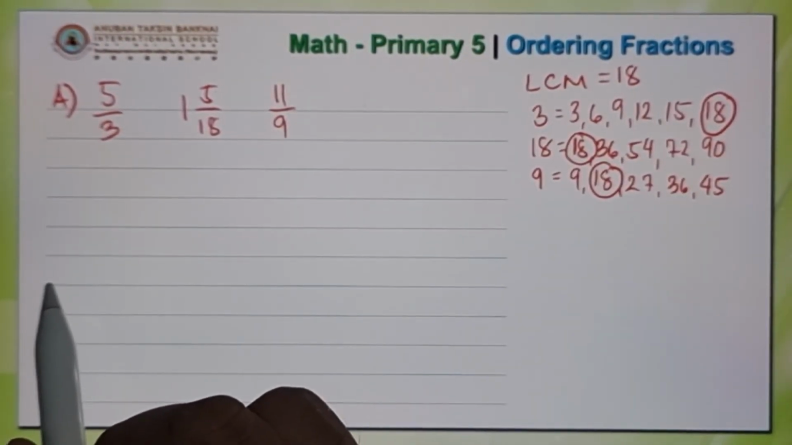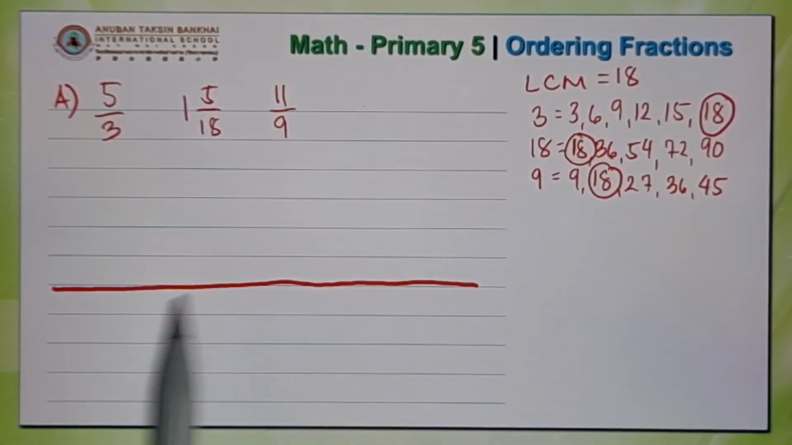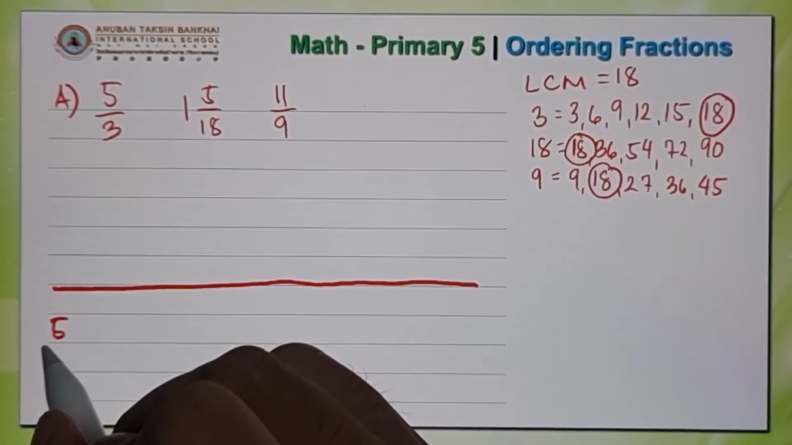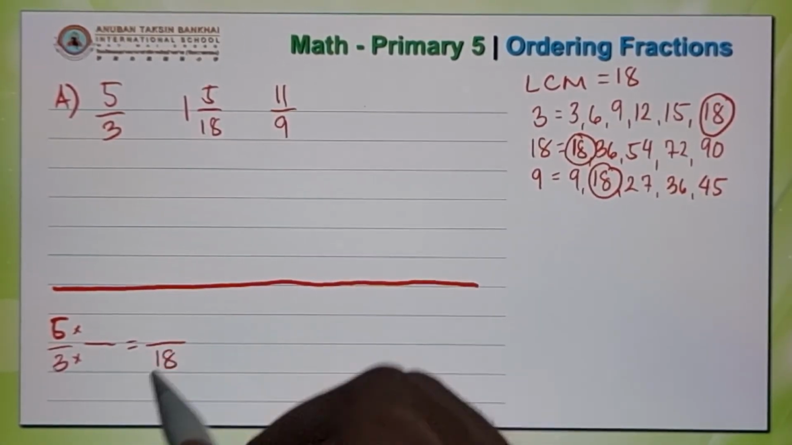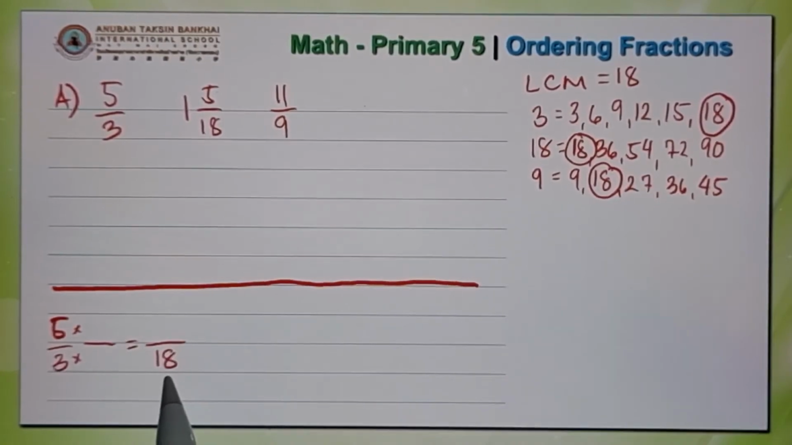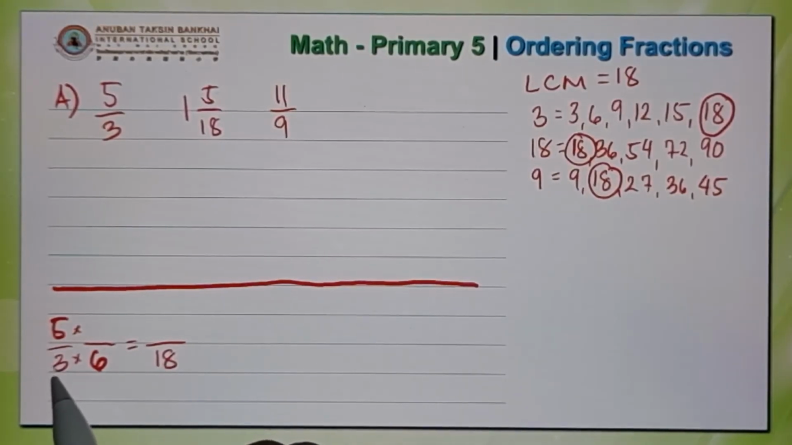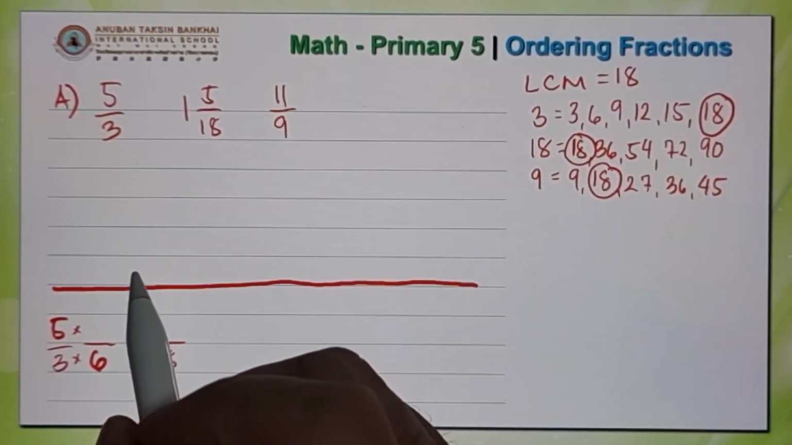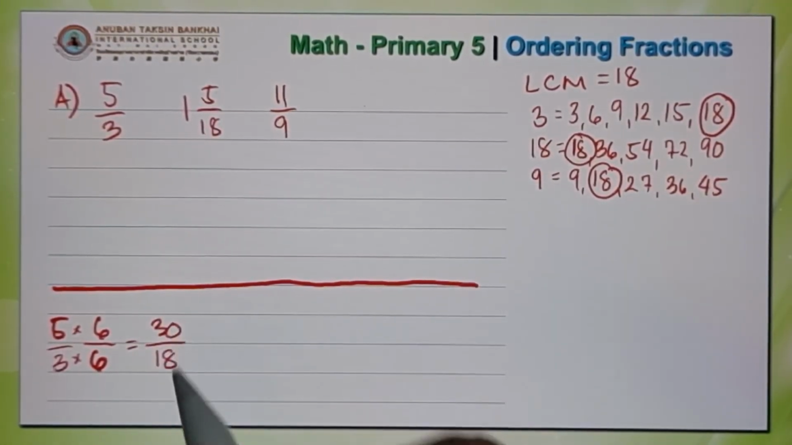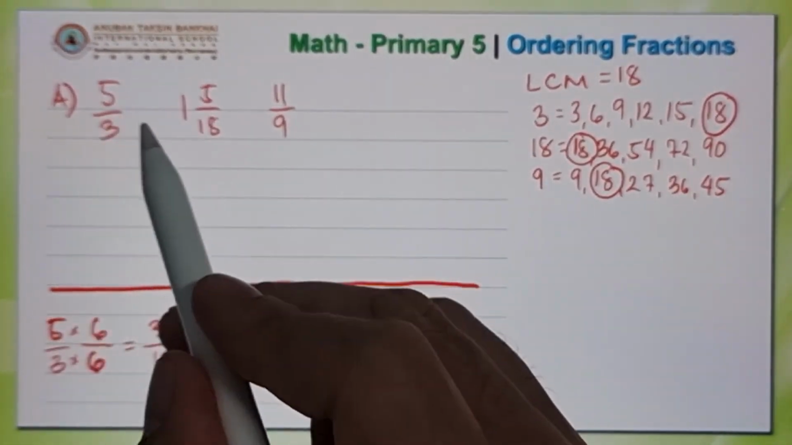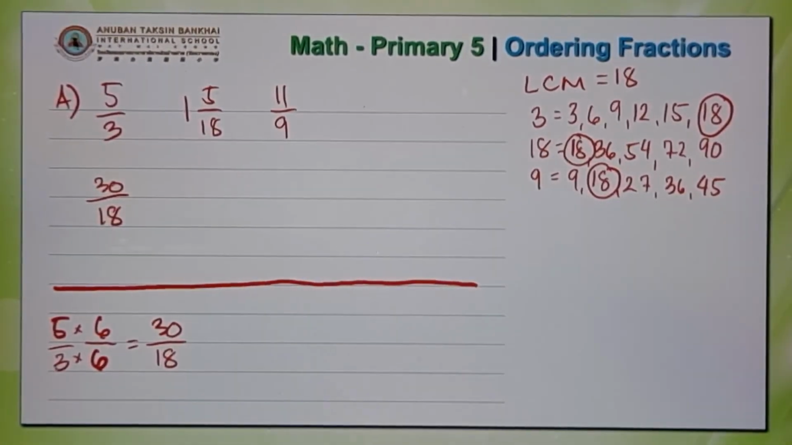Let's try to write a boundary below. Okay, so let's start with 5 over 3. So 5 over 3 multiply by what number to make it 18? So 3 times, okay, so we can have 6. 3 times 6, we have 18, and we multiply also this by 6. 5 times 6, we have 30. So 30 over 18. So 5 over 3 is equal to 30 over 18.